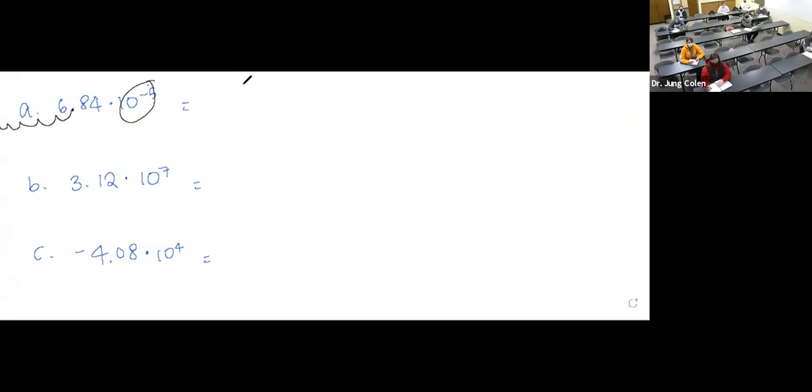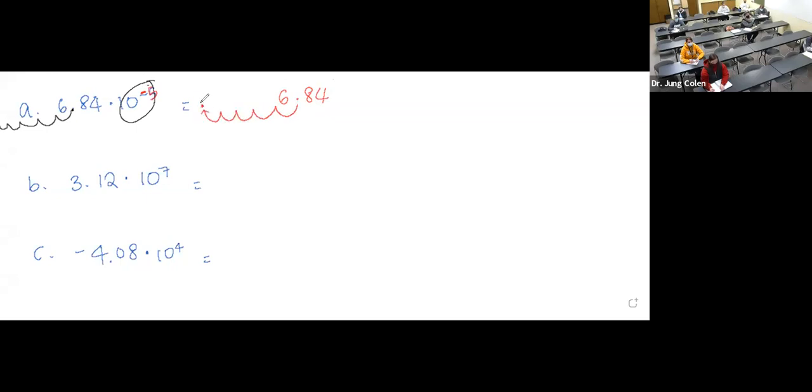So again, let me rewrite that. Let me use a different color. We had 6.84. Now we are moving the decimal point to the left because it's 10 to the negative fifth power, by 5 places. 1, 2, 3, 4, 5.